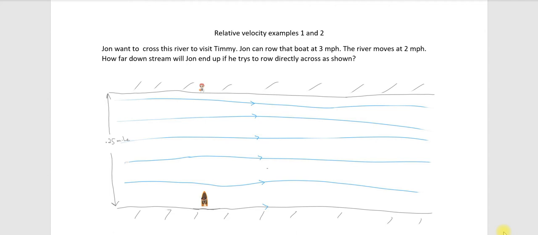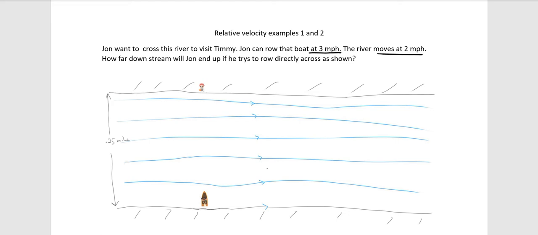Okay, so we're going to talk about John and Tim here. John is the one in the boat, and Timmy is on the other side of this river, which is a quarter mile wide. John wants to visit his friend, Timmy. Now John can row that boat 3 miles per hour in still water. The river itself, however, is moving 2 miles per hour to the right.